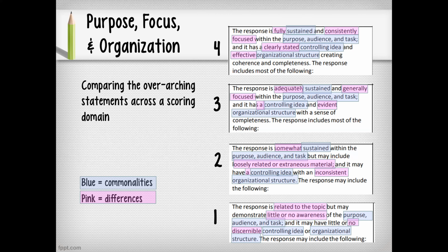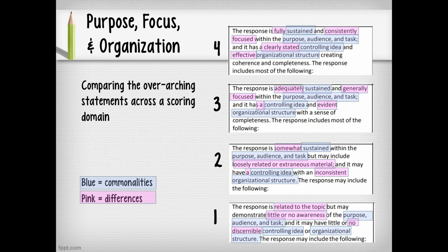So really the idea behind this process is just to notice those commonalities and those differences within the score point so that when you are scoring within this domain specifically, you know these are the elements you're focusing on. Evidence and elaboration is not mentioned here because that's not what this domain is about. Conventions are not mentioned here because that's not what this domain is about. So it's really knowing what this domain is about and then how effectively the student is doing that within their response, and that's how you might determine their score.